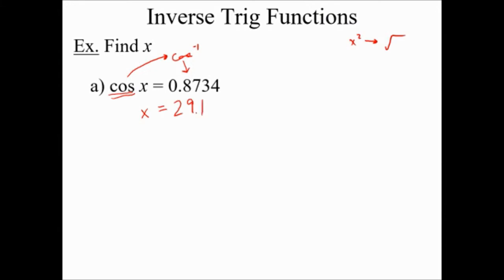Let's try this one, tan x. Again, to get the x by itself, we want to undo the tangent. We're going to get the x by itself. Try this on your own. Pause the video for a second and see if you can come up with an answer.